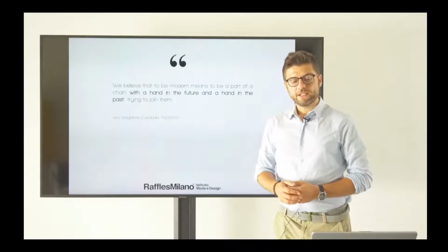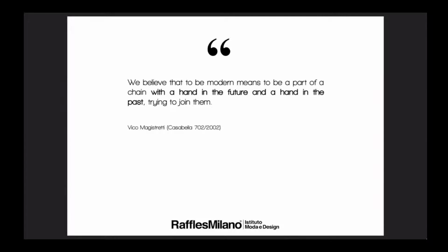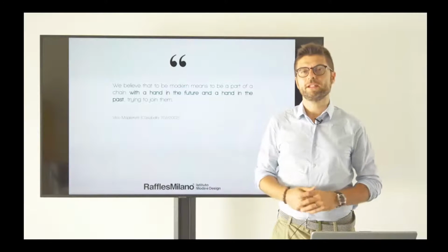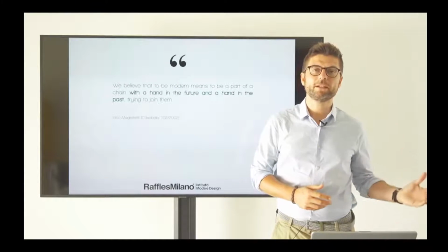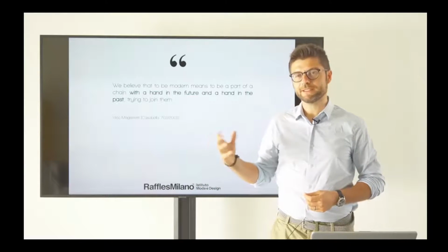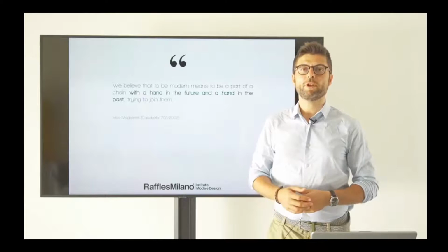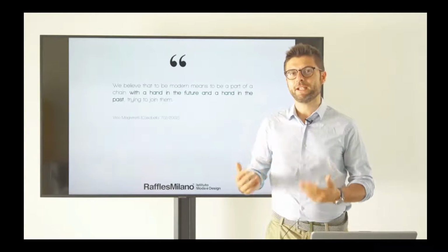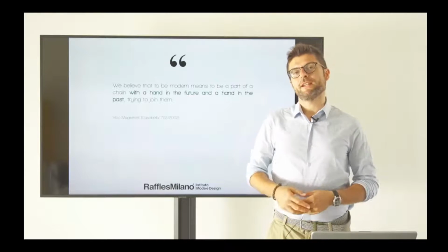I close my introduction by saying that our role as designers is to be the best interpreters of the future. And to be the best interpreters of the future, we have a few instruments in our hands, and one of them is certainly history. Here I chose a sentence by one of the most important product designers in history, Vico Magistretti, who says that we are part of a chain with a hand in the future and a hand in the past. So we are connecting two things: what happened, from which we have to learn, and the future, which we have to imagine. And to imagine the future, we need knowledge of the past. This is a good instrument for imagining what will happen and how, in the future, mankind will react to new inventions and discoveries.